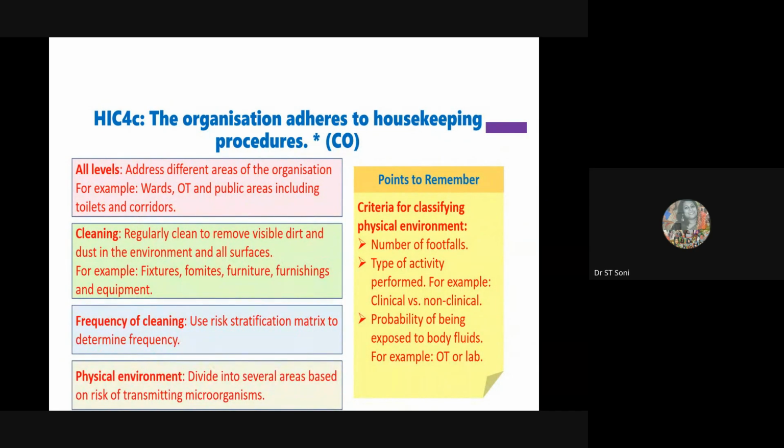Also, we need to have a housekeeping manual. You can refer to the housekeeping guidelines of the Swachhta Mission, wherein we divide the area into high risk, medium risk, and low risk areas, according to the risk of transmission of infection. So in the ICU, we need to do the cleaning more frequently with the hospital approved disinfectant solution, and we can divide the areas depending upon the risk matrix.